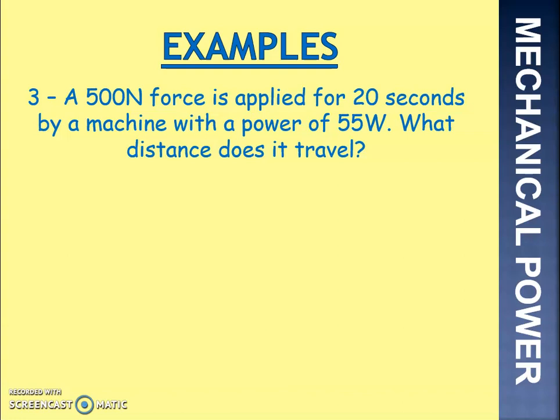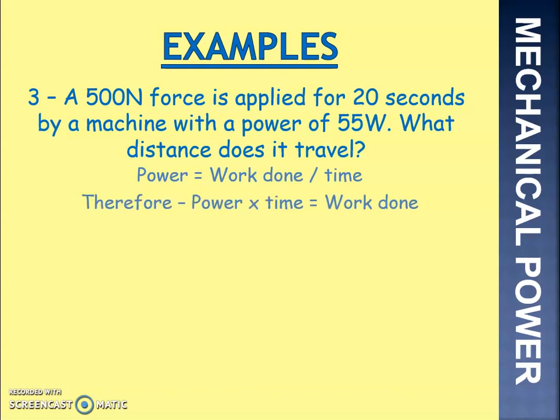Final one. A 500 newton force is applied for 20 seconds by a machine with a power of 55 watts. What distance does it travel? First thing I need to know is power's work done divided by time. I rearrange that to become power times time equals work done. In that case, I can work out how much energy has been transferred. 55 times 20, 55 is the power, 20 is the time, gives me 1,100 joules of work done.